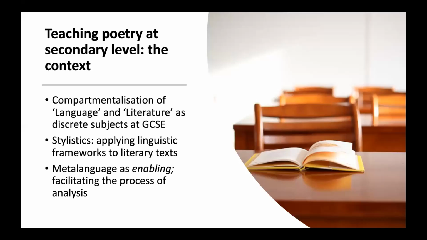I just thought I'd begin with a little bit of context around teaching poetry at secondary level, of which you're all aware, the place of poetry on the curriculum. But I just wanted to highlight the compartmentalization of language and literature as discrete subjects at GCSE, which can mean that literary texts are treated, from Key Stage 3 onwards, as separate from language awareness. What stylistics hopefully does is enable us, as Chloe said, to bridge the two, and to draw on language awareness in order to facilitate understanding of literature.